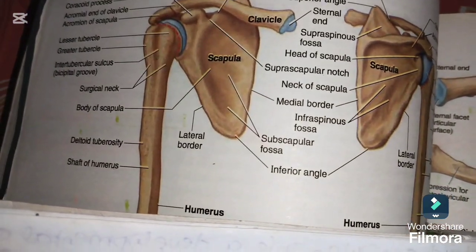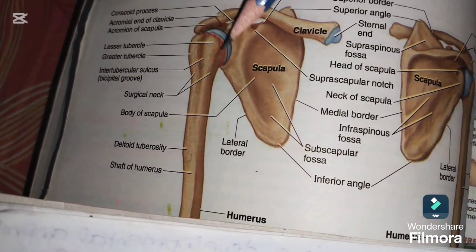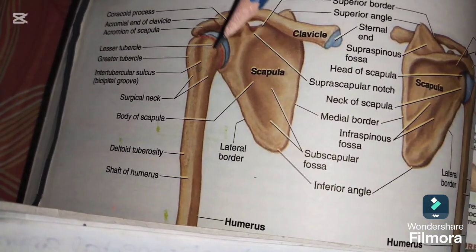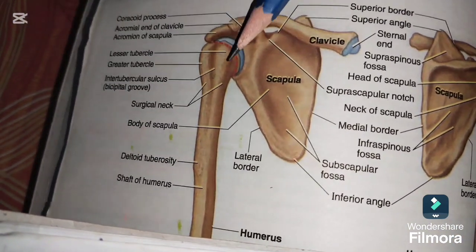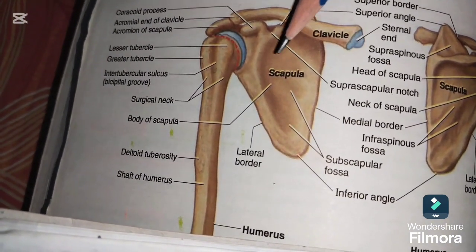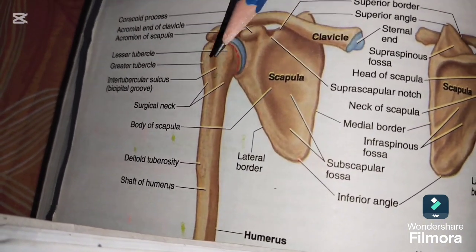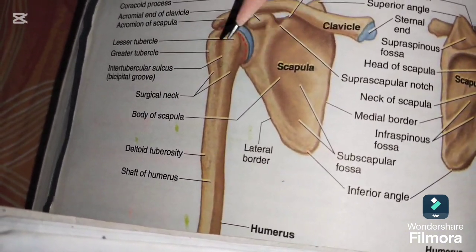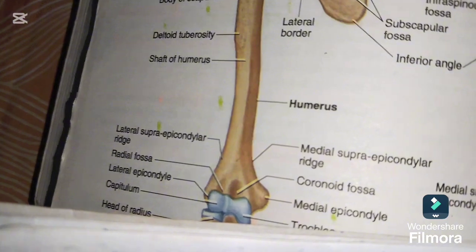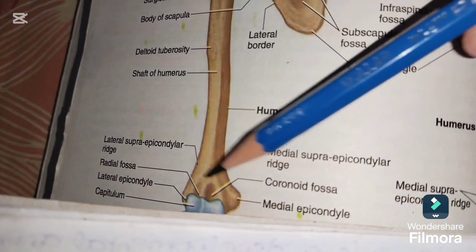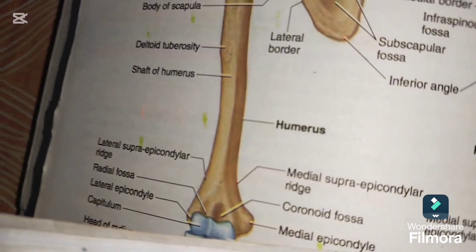As you can see in the diagram, this is the upper end, which consists of the rounded head. Obviously the head is not visible because it is present inside the glenoid cavity. The glenoid cavity is the cavity in the scapula bone where the head of the humerus resides to form the shoulder joint. And this is the lower end, which is expanded from side to side. So this is the expanded end, you can see.